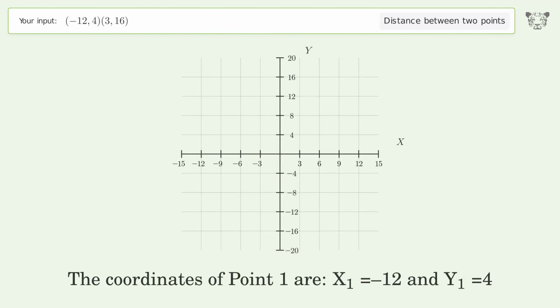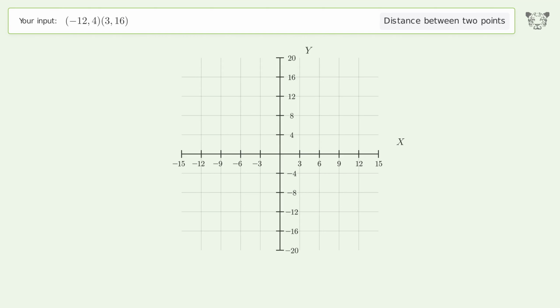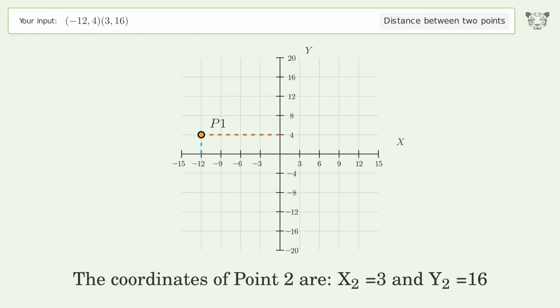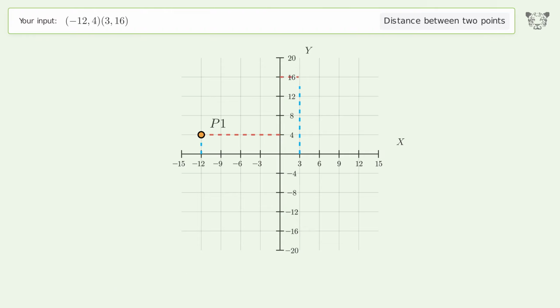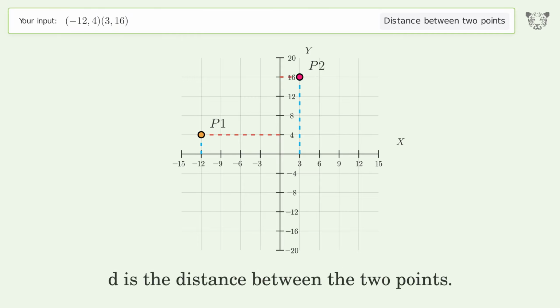The coordinates of point 1 are x1 equals -12 and y1 equals 4. The coordinates of point 2 are x2 equals 3 and y2 equals 16. D is the distance between the 2 points.